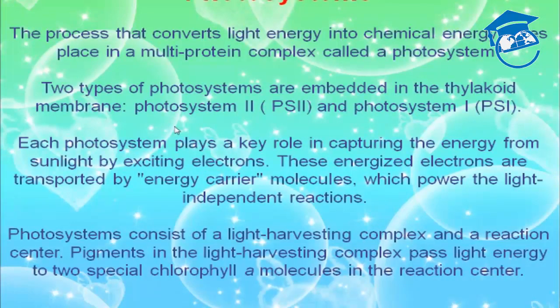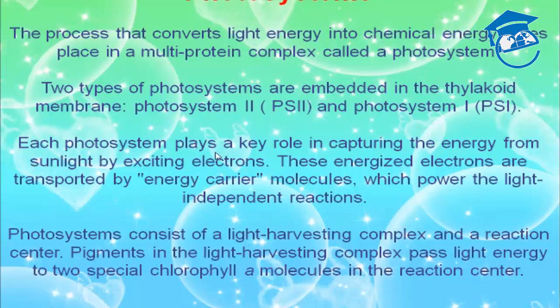Now what are photosystems, students? What is a photosystem? You can define it as the process that converts light energy into chemical energy, which takes place in a multi-protein complex that we call a photosystem, students. They are of two types, photosystem 2 and photosystem 1. These two types of photosystem are embedded in the thylakoid membrane, as I have just shown you.